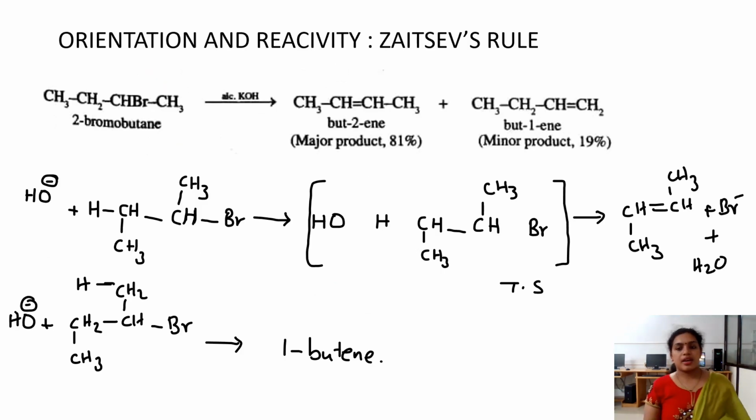Orientation and reactivity are governed by the Zaitsev rule itself. Now let's check. Here we have taken 2-bromobutane as the substrate. When treated with alcoholic KOH, 2-butene and 1-butene are the possible products. We said that since this is more substituted, this is the major product. 1-butene will be minor.